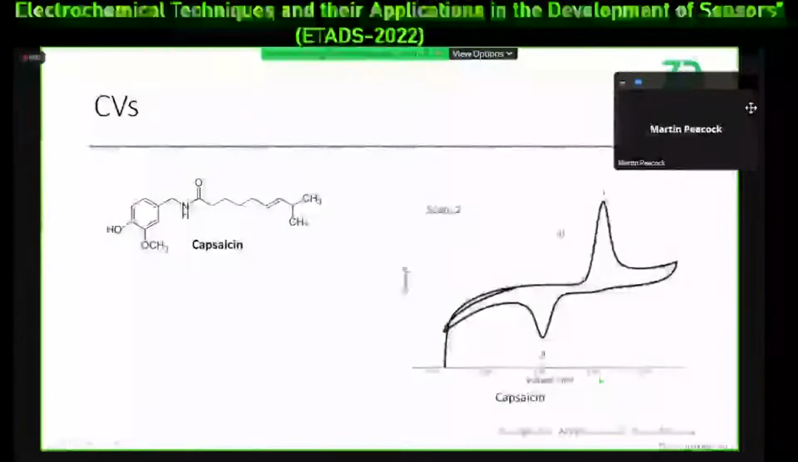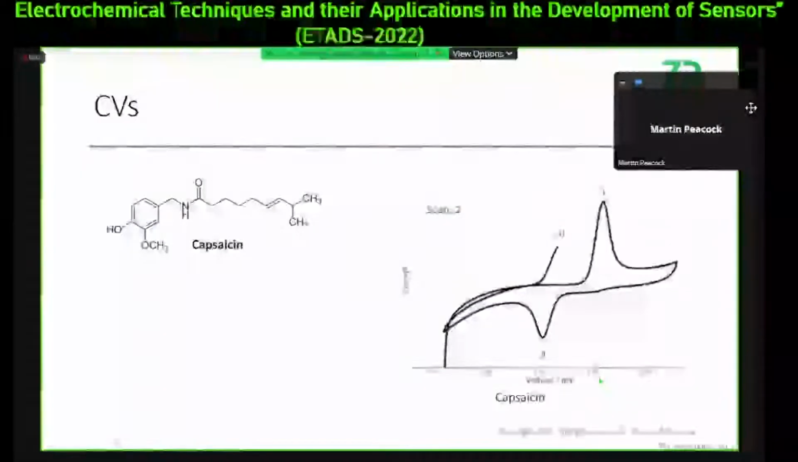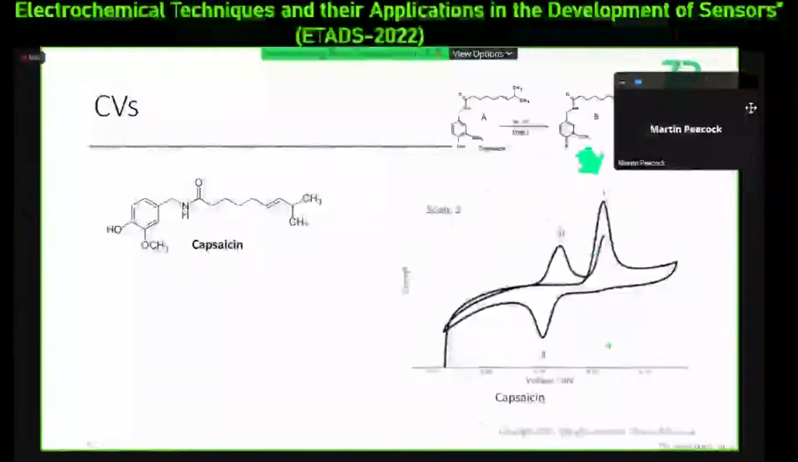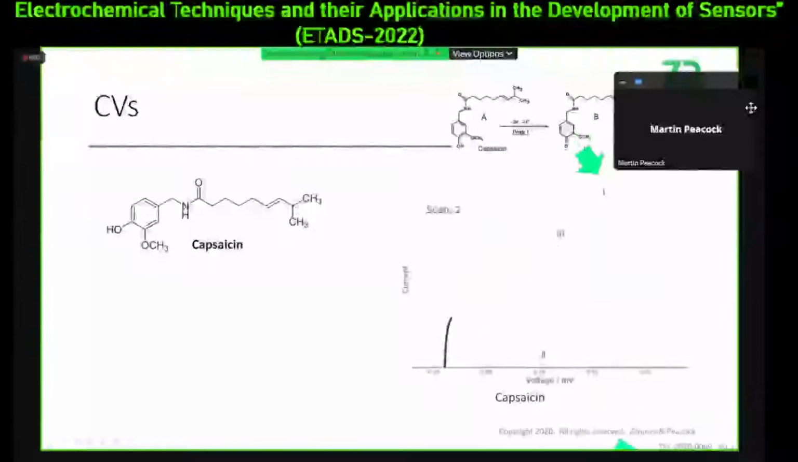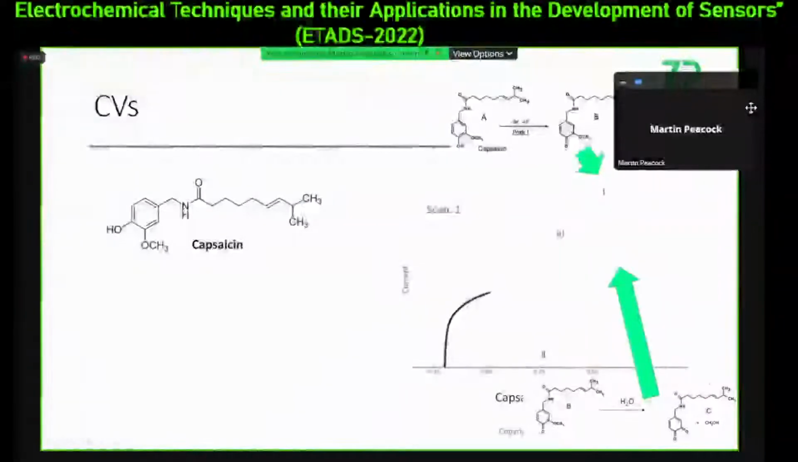And then on the second scan, you'll see a new peak. Now, I'll explain where all that's coming from. Peak number 1 is due to the oxidation of capsaicin. What we form is really a cation. It's a positively charged organic molecule. What happens is that cation hydrolyzes. It reacts with water and actually forms a new molecule.